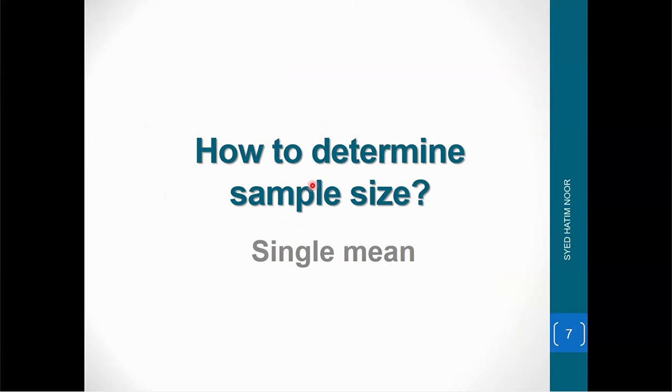So when you know already that your objective is to find the mean, then you need to calculate using single mean. Your objective is just descriptive. There is no comparison. That means you are not interested to know a comparison between two groups or between more than two groups. You just want to determine the mean only. Then we go for single mean.